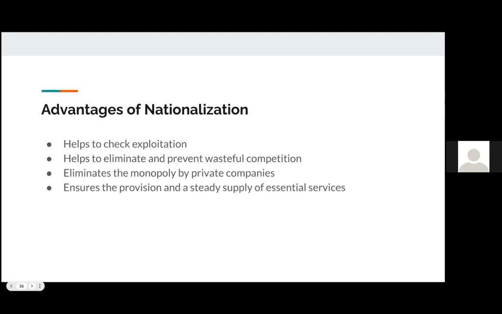If you want to eliminate monopoly by private companies, an advantage of nationalization would be that it eliminates this. And finally, it ensures the provision and a steady supply of essential services. So think back to one of the reasons for public enterprises. I said that it may be to provide a service that would not otherwise be provided in the private sector. So this would also be an advantage of nationalization, because the government would essentially be providing this service.